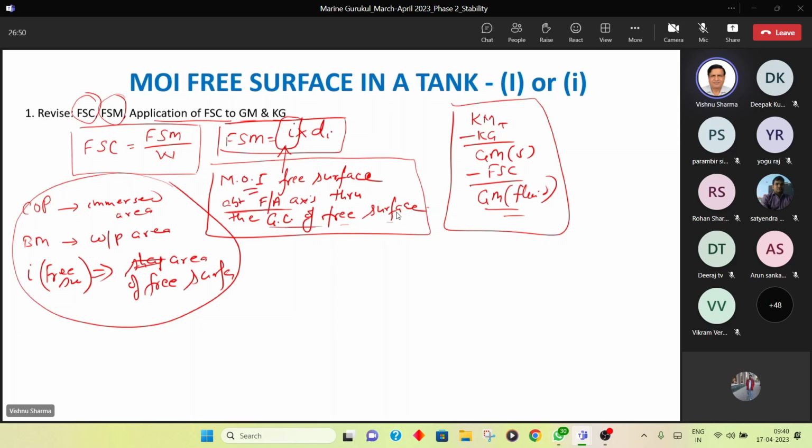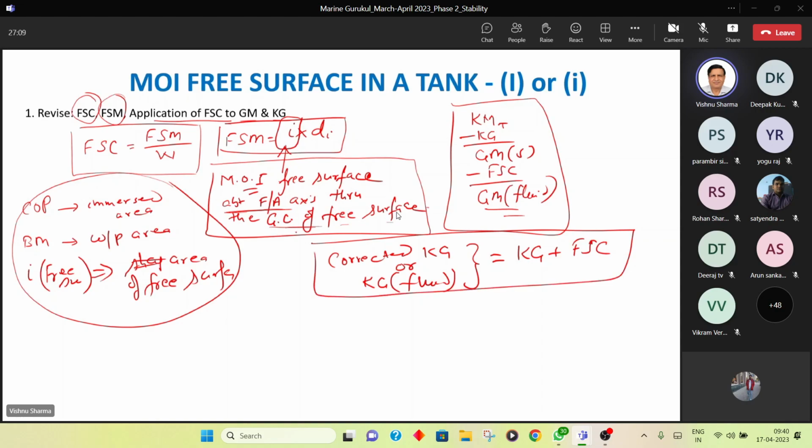All of you have done GZ curves. In GZ curves, you are taking corrected KG, or that can also be called KG fluid. And how were you obtaining it? You were adding the free surface correction to KG. I'm sure all of you can remember from your phase one. This you were using in drawing of the GZ curve, right, guys? So KG fluid will be equal to KG.